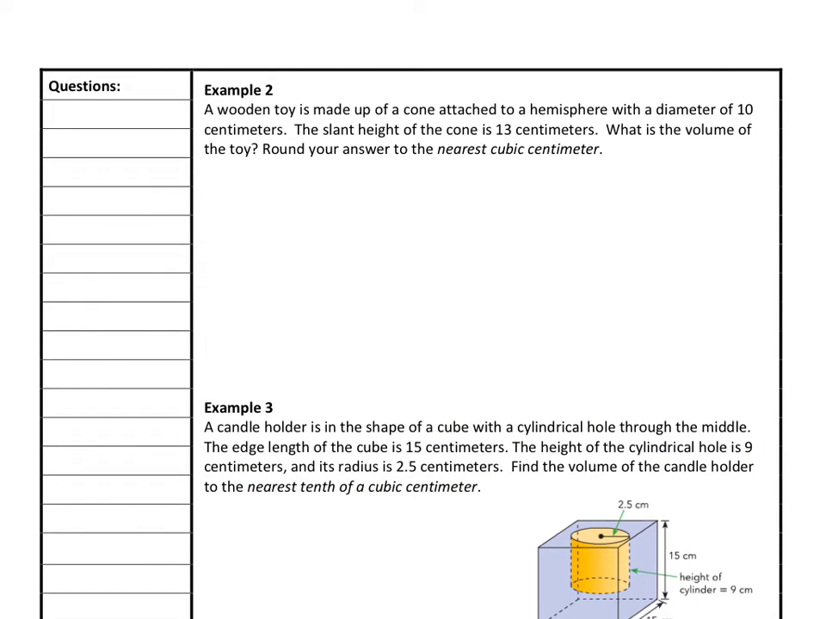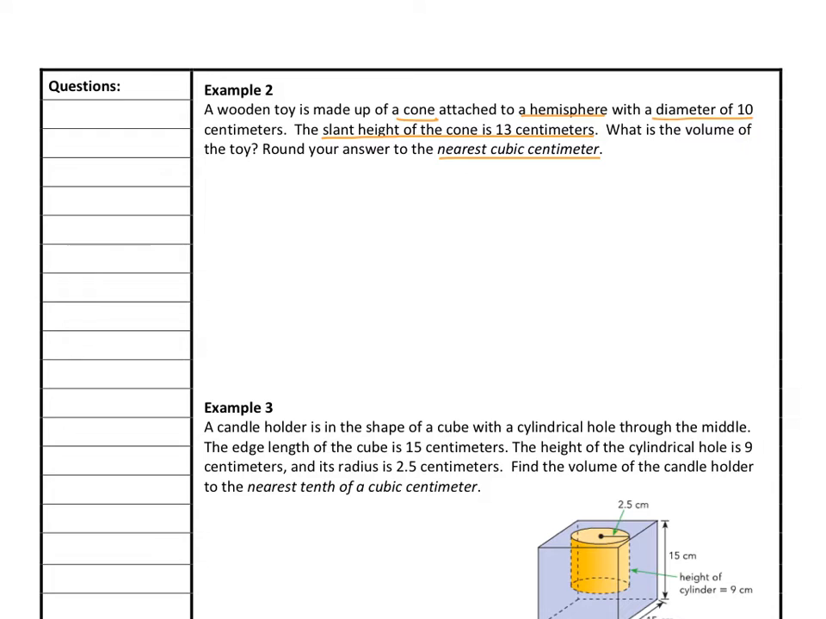Okay, so in this example, it says a wooden toy is made up of a cone attached to a hemisphere that has a diameter of 10 centimeters. The slant height of the cone is 13. What is the volume of the toy? Round your answer to the nearest cubic centimeter. So again, when you see those words, it means no decimals in our answer.